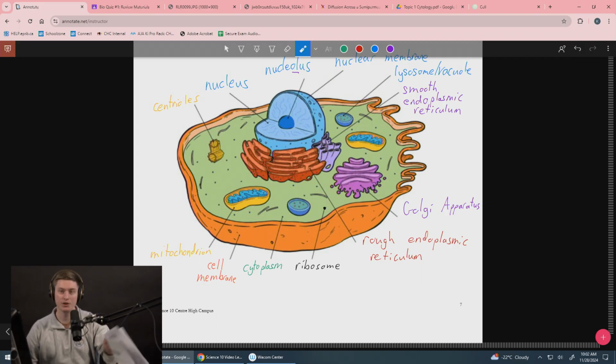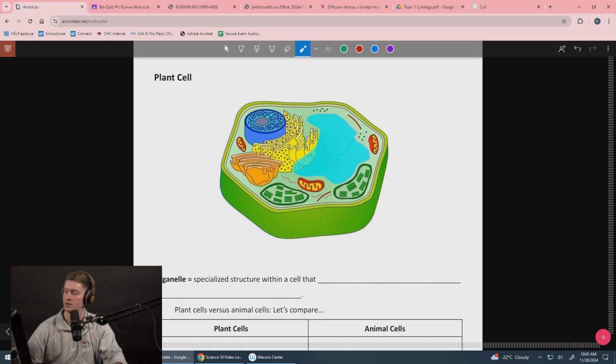Now, this is going to feel overwhelming. We've got so many different words here, but we're going to revisit each one of these step by step. It's going to be a long video. You don't have to watch it all in one go, but we're going to go through what each of these are. Here's a plant cell. We're going to also label the plant cell.